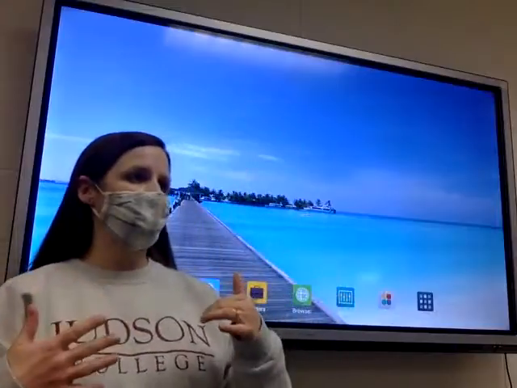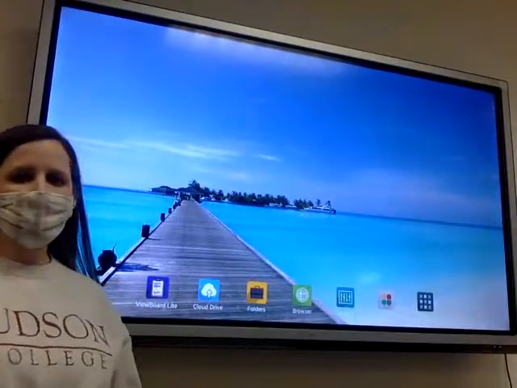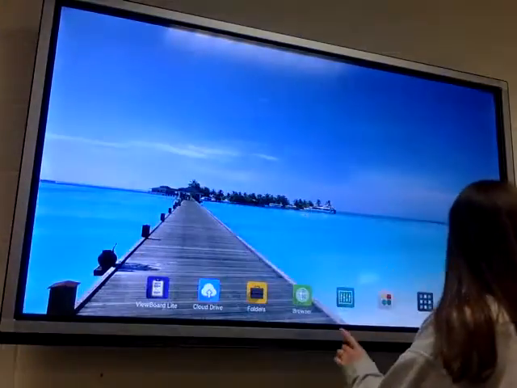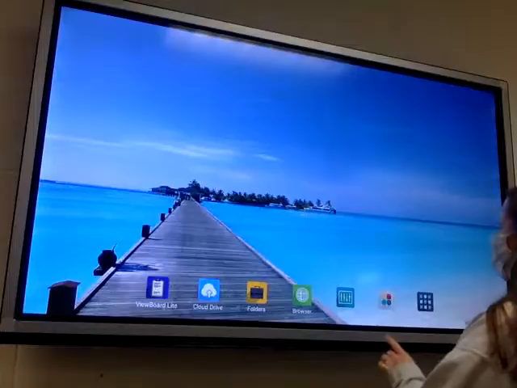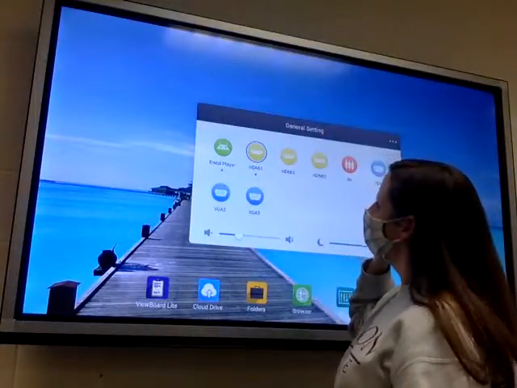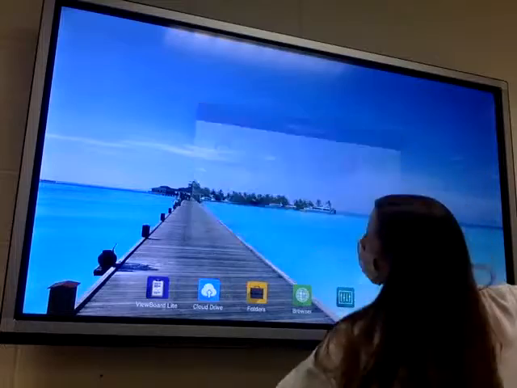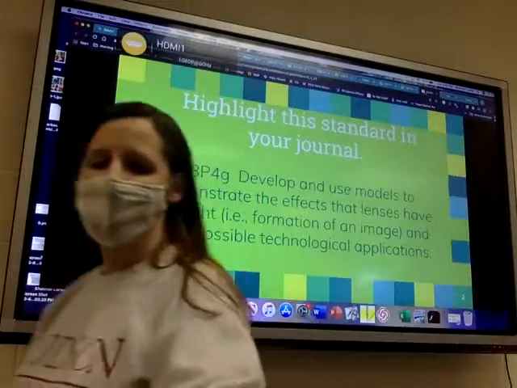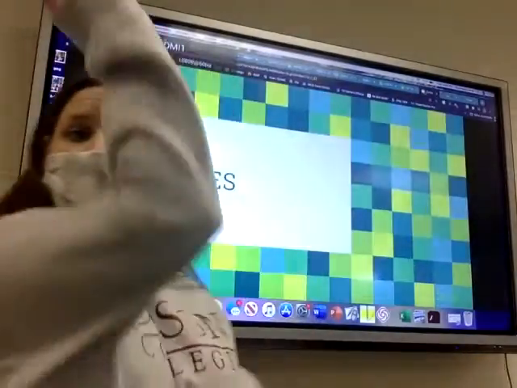But I'm not going to slow down for the notes, okay? All right. We're going to be talking about lenses. So our standard is develop and use model. We're going to start over because it's not on the screen. That's what stinks though. There we go. Okay. Take two.